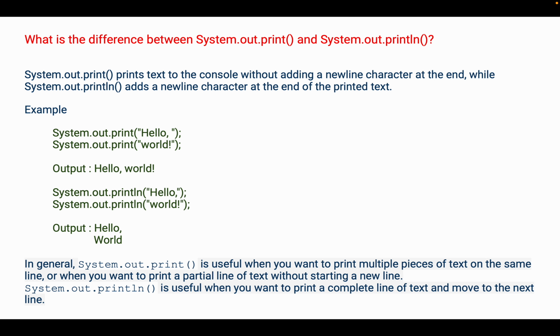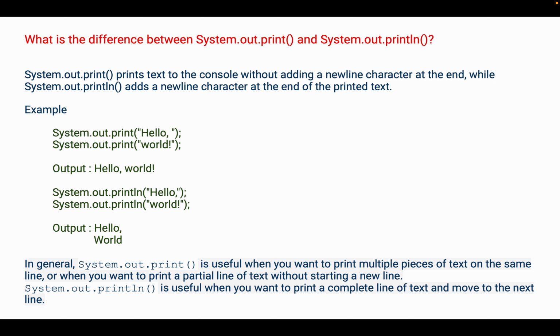For example, System.out.print("Hello,") and in the next line System.out.print("World"). In the output will be "Hello, World". If we use System.out.println, we print hello, and in the next line println world. So it will be printed in the next line. That means after hello, a new line character will be added. That's why whatever we try to print next will go to the next line.